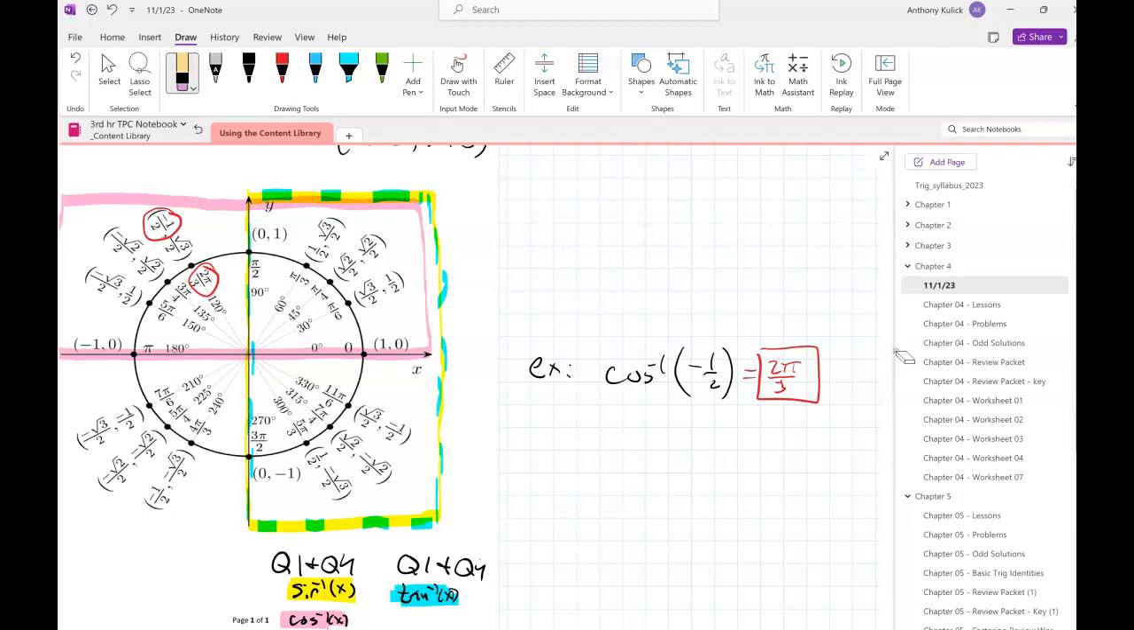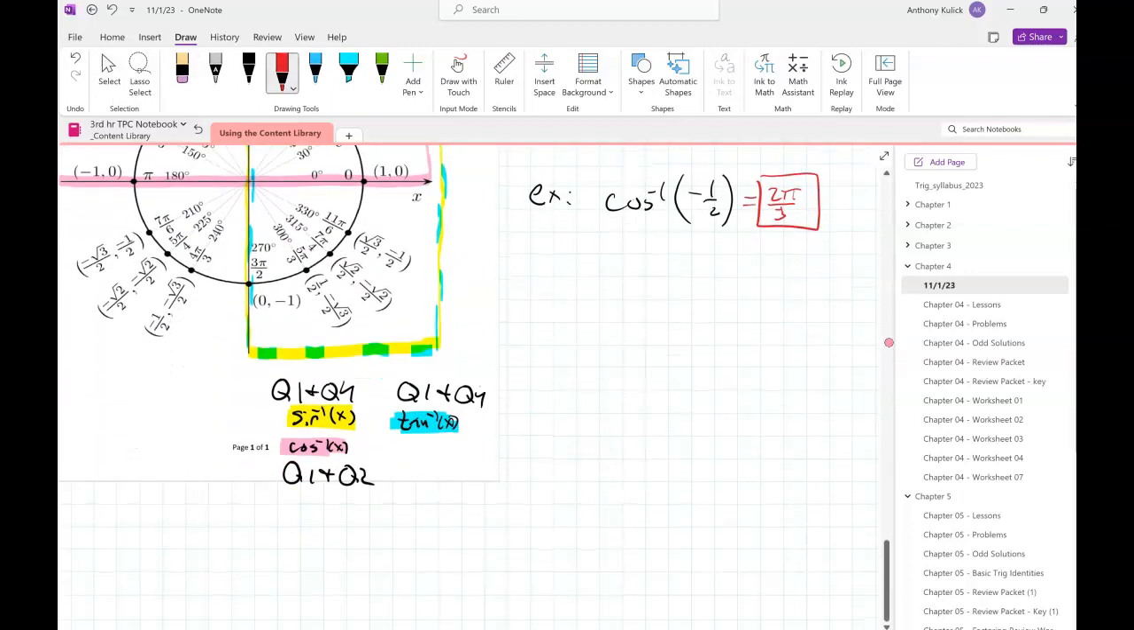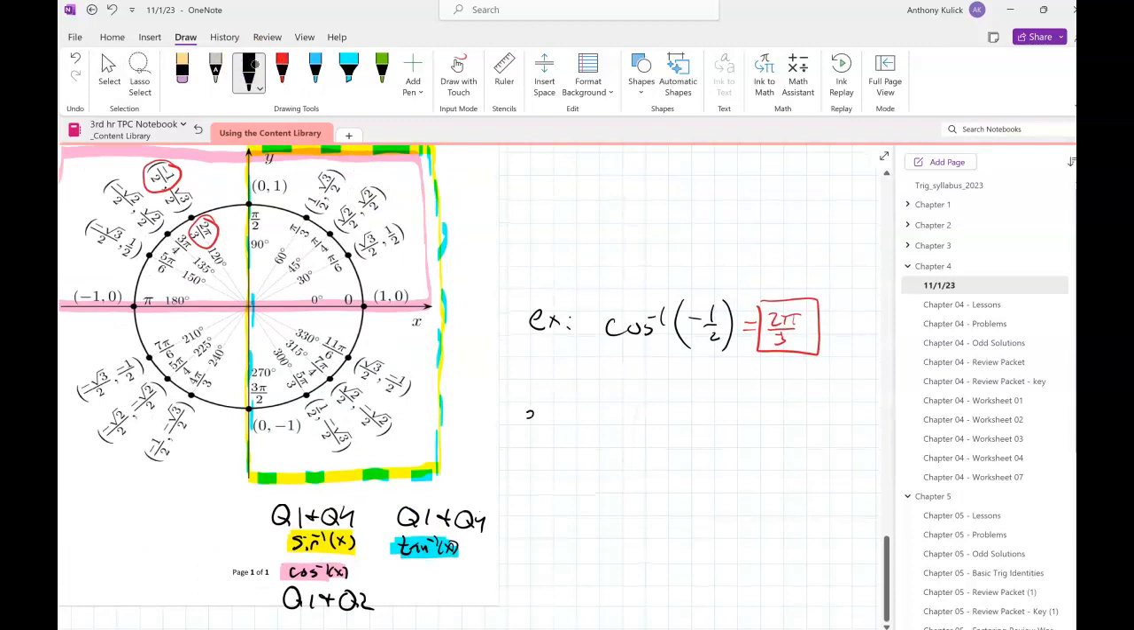So far, so good? That was okay, right? Will I ever have to do anything coterminal with cosine? Will I ever have to do that coterminal thing where I had to subtract or add 2 pi if I'm using cosine inverse? No. Why not? Because the range for cosine is only positive values of theta. So we're good. Let's do tan inverse.